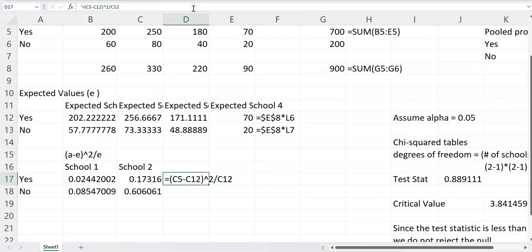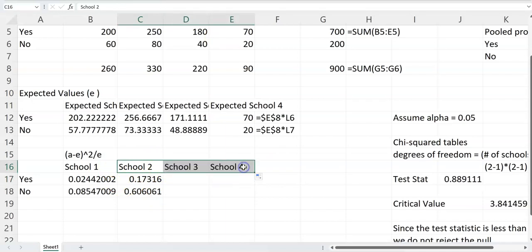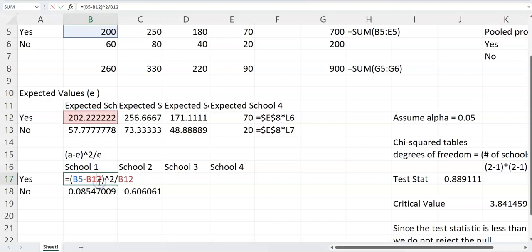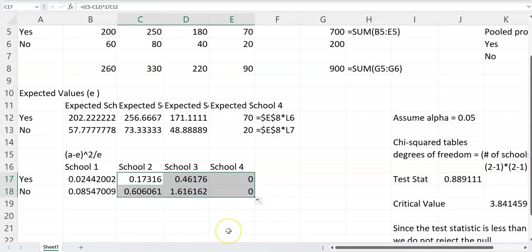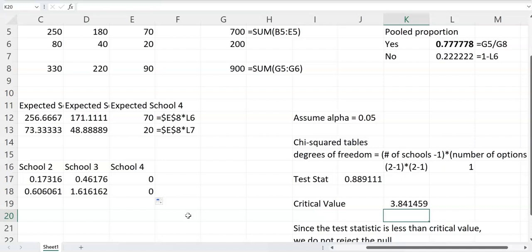Now we do the same thing here. We have to find the expected A minus E squared over E for all those schools. So we have these formulas. These did not change. So what we need to do is just copy the formulas across and we get the numbers. So our numbers are that, and now we need the test statistic, which would be the sum of all these numbers right here. So we get 2.96 as our test statistic.